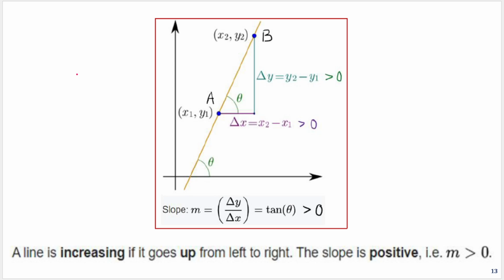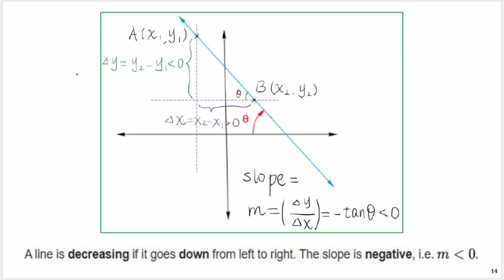Okay, this is just one of the cases. We could also have a line in that direction, right? In that case, the line is decreasing. A line is decreasing if it goes down from left to right. In that case, the slope is negative. Why is that? Because according to the definition, slope m equals delta y over delta x, right?